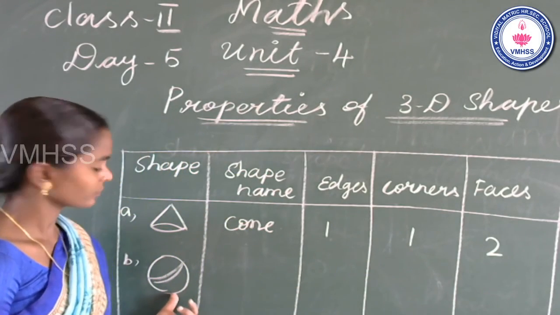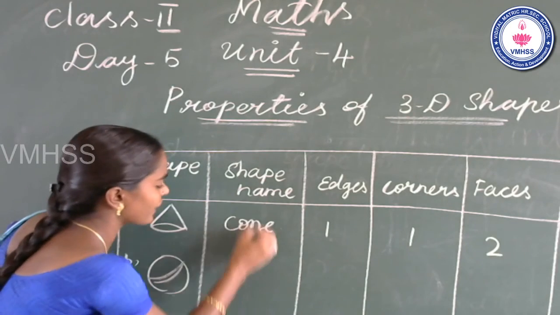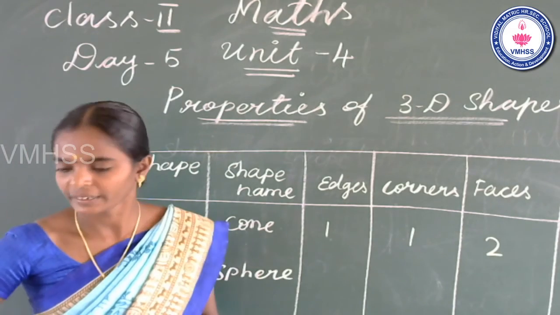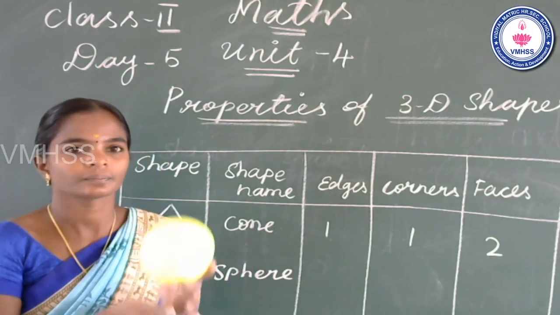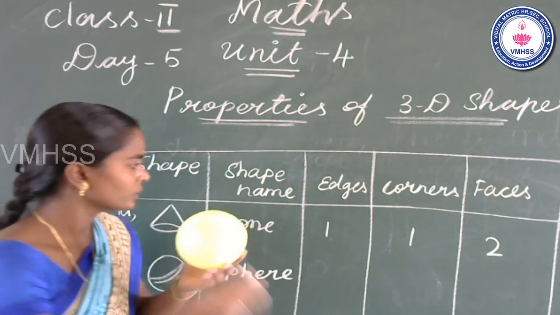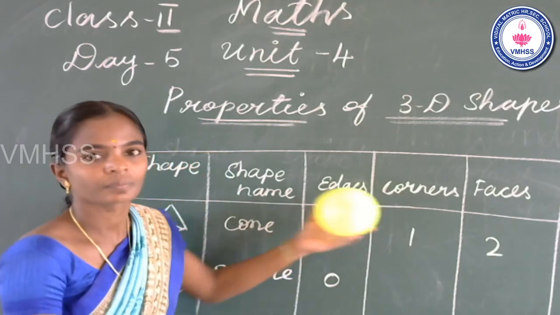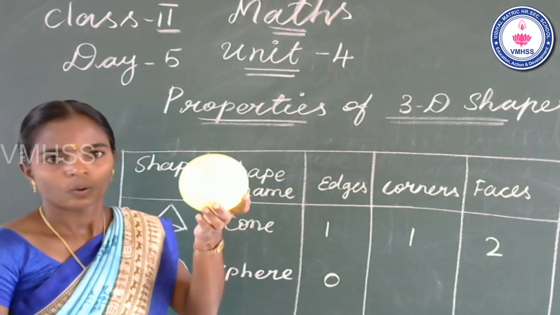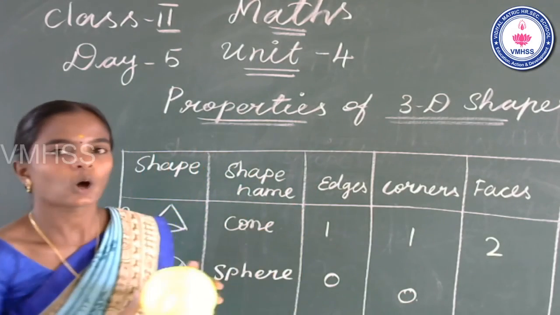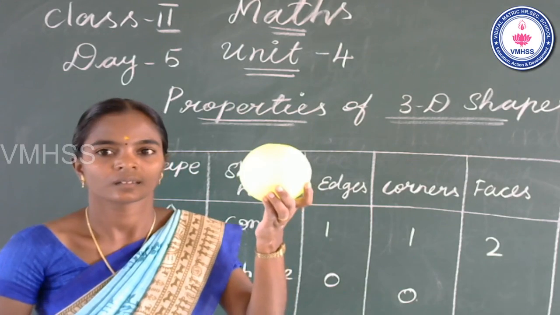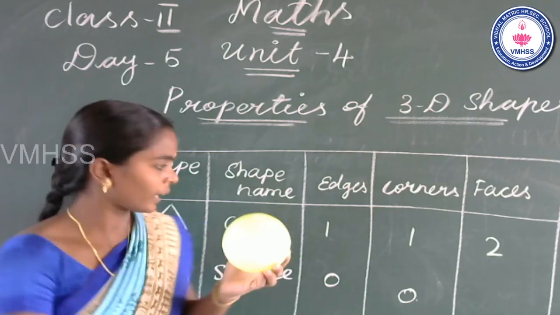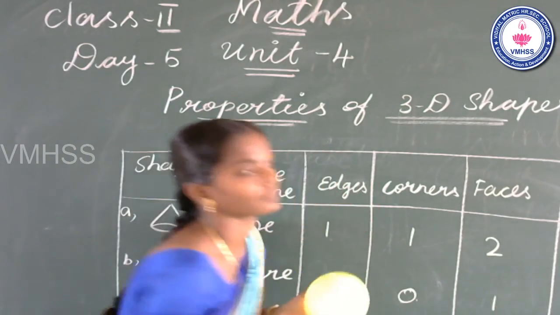What is the shape? Sphere. Okay. First write the shape name. So this shape is sphere. Children, listen. How many edges? No. So 0. Next corner. No corner. So corners 0. Next faces. How many faces in a sphere? Only one face. This curved face. So faces 1.